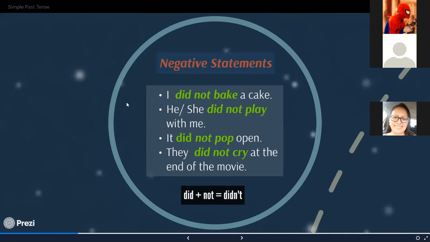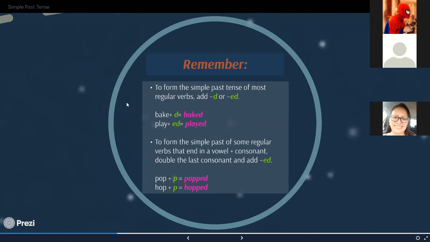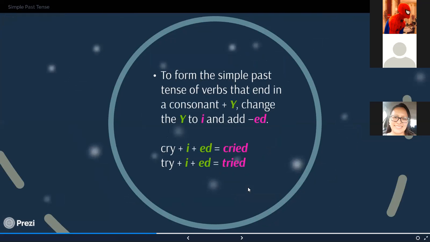Okay, so we were here, and I remember that we also studied this. También estudiamos lo que fueron las reglas, ¿verdad? Del pasado, bueno, de los verbos regulares. We said that for most regular verbs, the only thing that we are going to do is to add the d or ed. Okay? We also mentioned that the simple past of some regular verbs depend on a vowel plus consonant. We are going to double the last consonant and add ed. But we said that if the verb ends in a consonant plus y, we are going to change the y to an i and add ed. Okay? Estas fueron las reglas que estuvimos viendo el día de ayer para los verbos regulares.